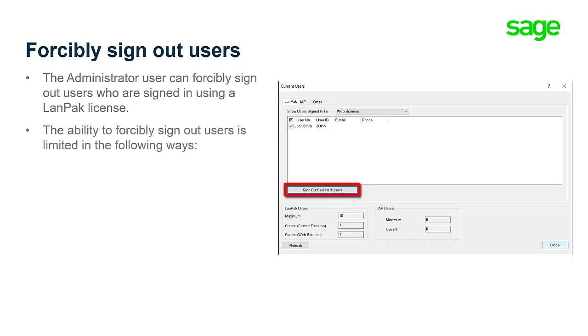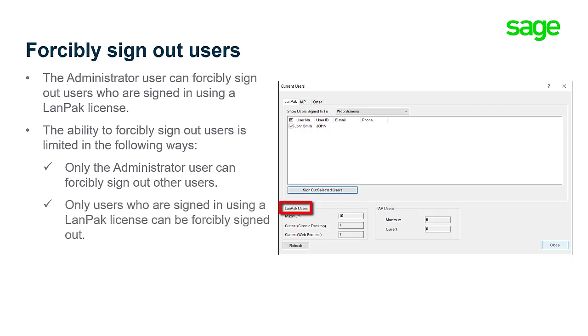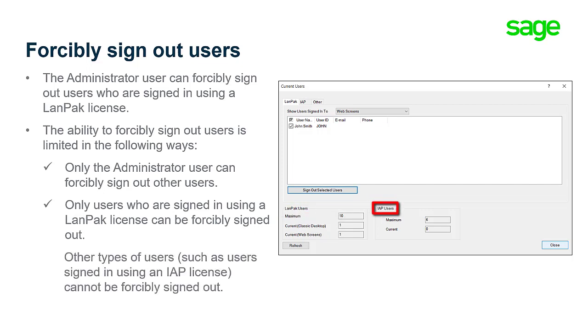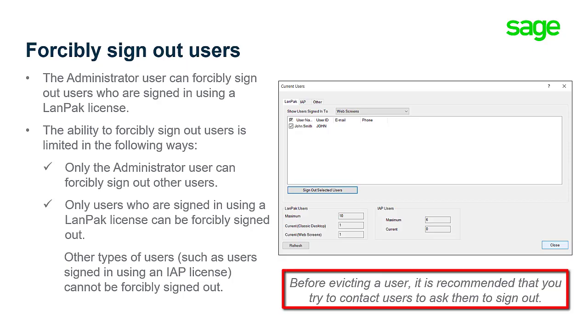The ability to forcibly sign out users is limited in the following ways. Only the administrator user can forcibly sign out other users. Only users who are signed in using a LAM pack license can be forcibly signed out. Other types of users, such as users signed in using an IAP license, cannot be forcibly signed out. Before evicting a user, it is recommended that you try to contact users to ask them to sign out.